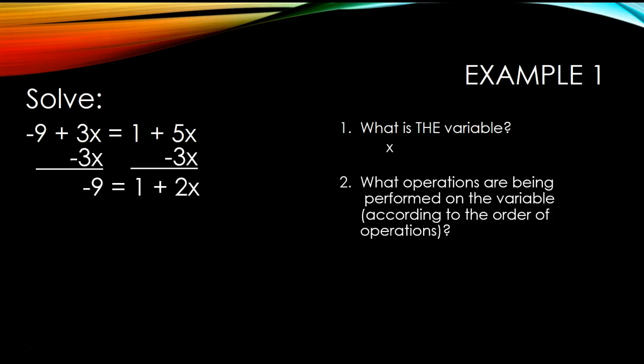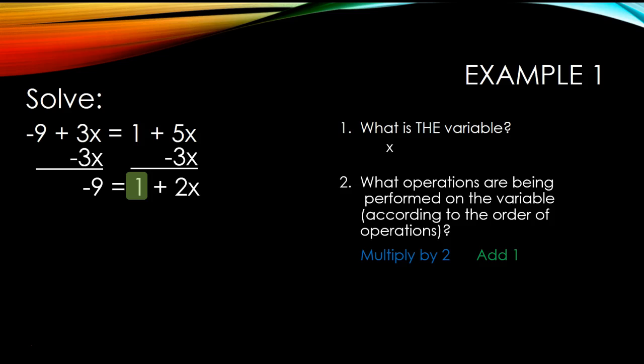My next question, what operations are being performed on the variable according to the order of operations? Well, I see an addition and I see a multiplication. I see an add 1 and I see a multiply by 2. According to the order of operations, we're multiplying first and then we're adding 1.